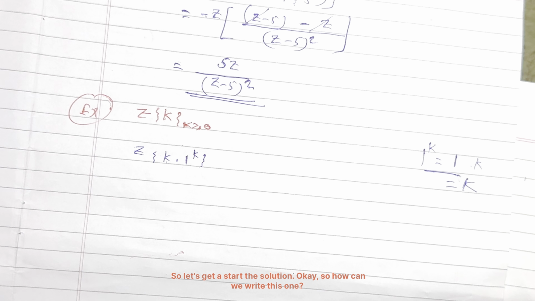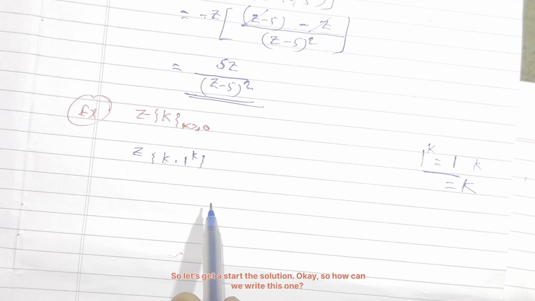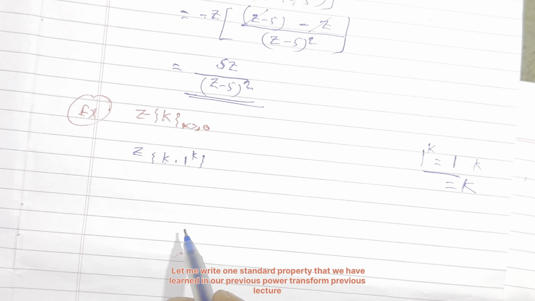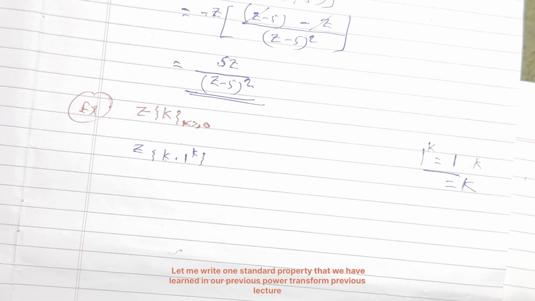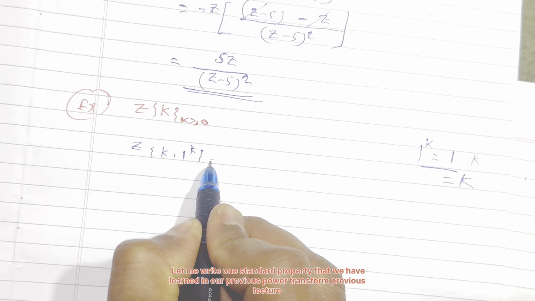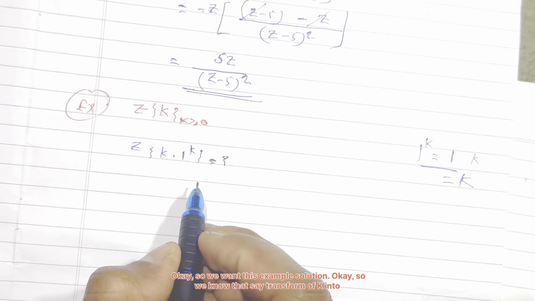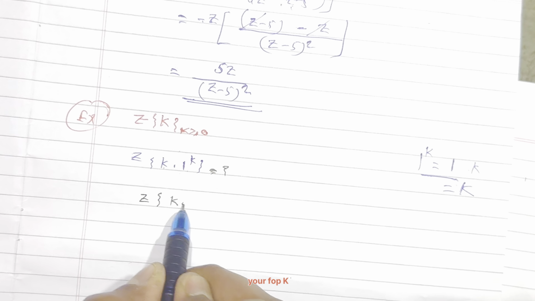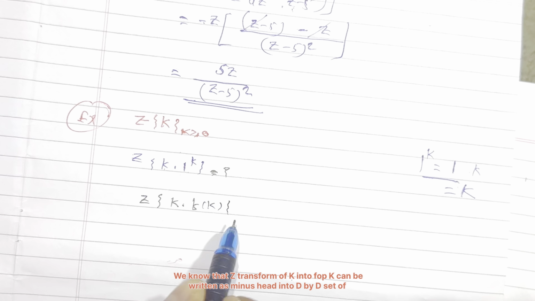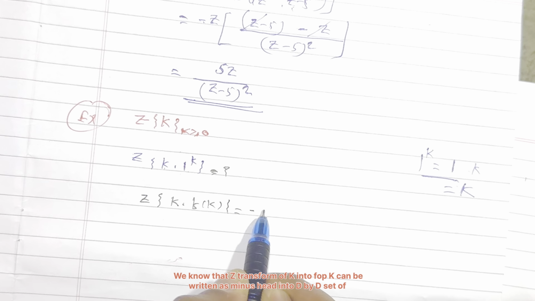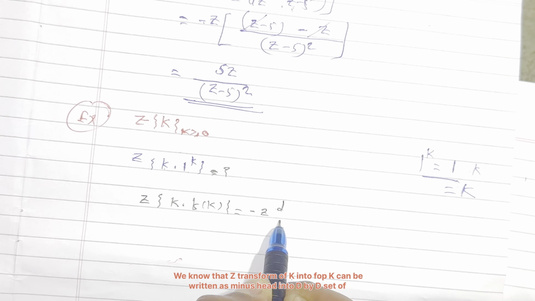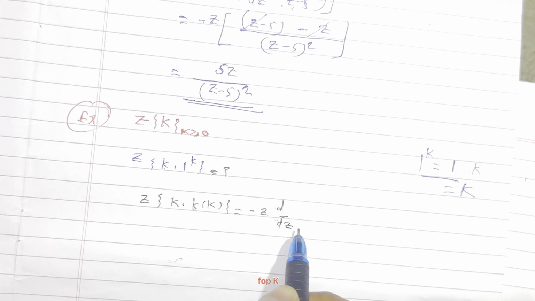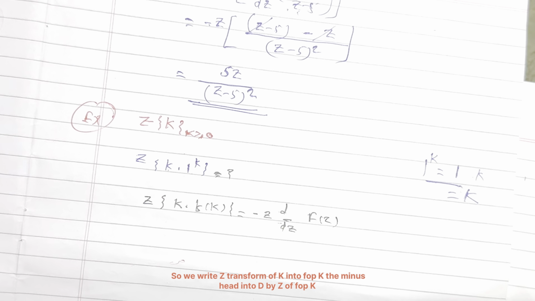So let's start the solution. Let me write the standard property that we learned in our previous lecture. We know that Z transform of K into f of K can be written as minus Z into d by dz of f of Z.